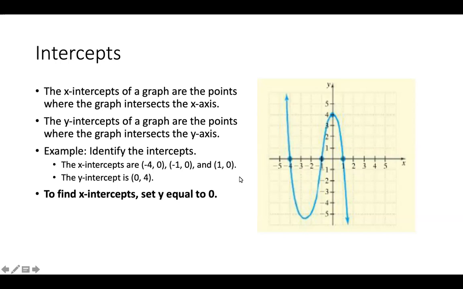All right, so not too hard to see that to find x-intercepts, we should set y equal to 0 and solve for x. Similarly, to find y-intercepts, we should set x equal to 0 and solve for y.